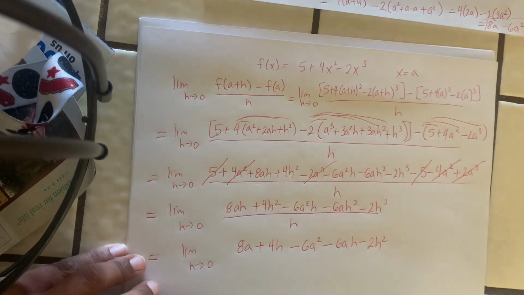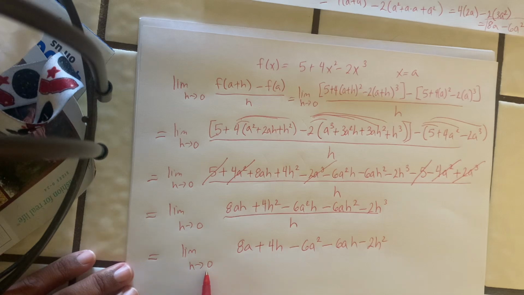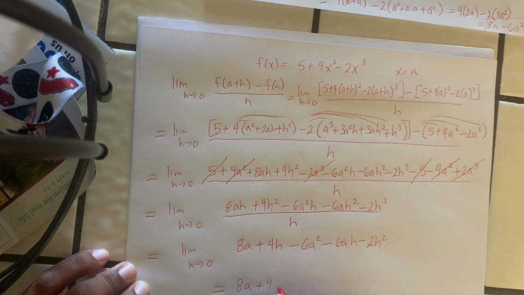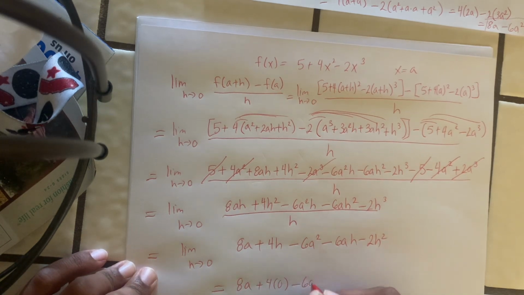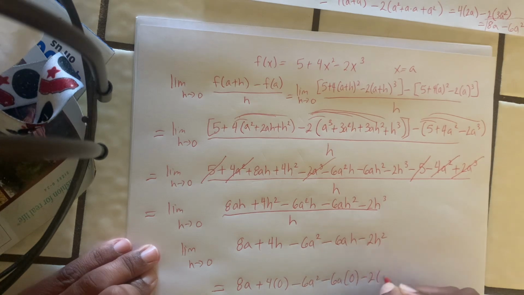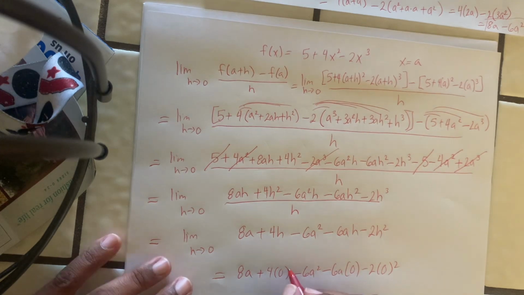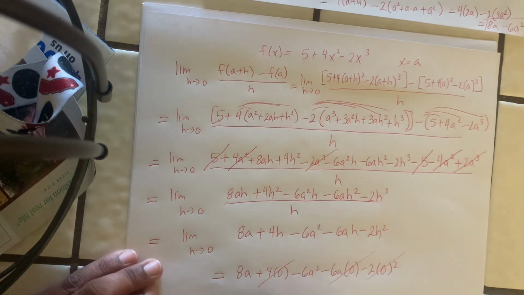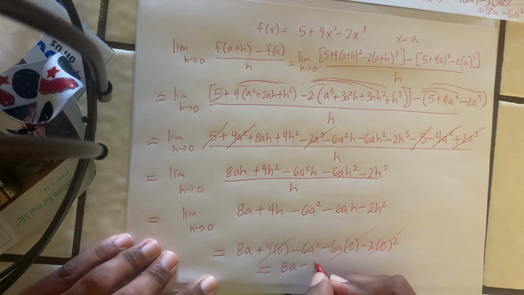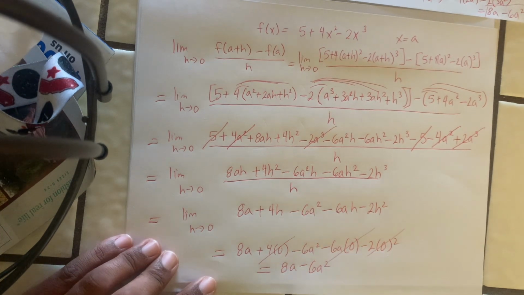And then at this point, I can direct substitute 0 everywhere there's an h, and we're left with 8a plus 4 times 0 minus 6a squared minus 6a times 0 minus 2 times 0 squared. And all the parts that have 0 will disappear, and we are left with 8a minus 6a squared. And done.